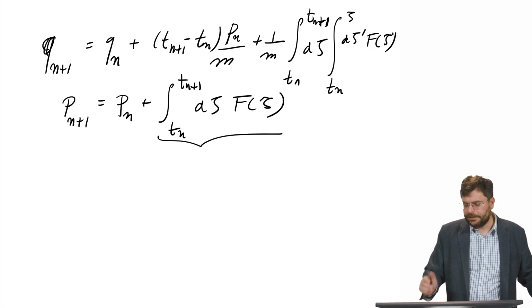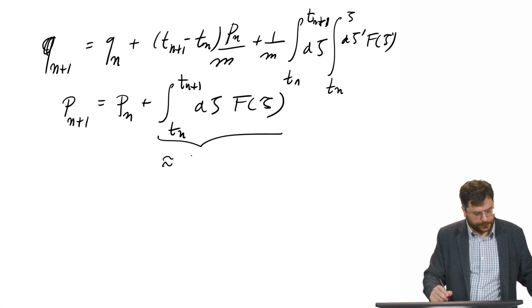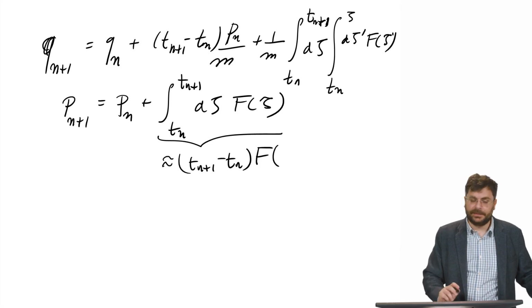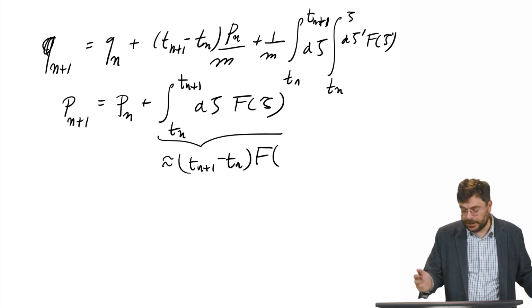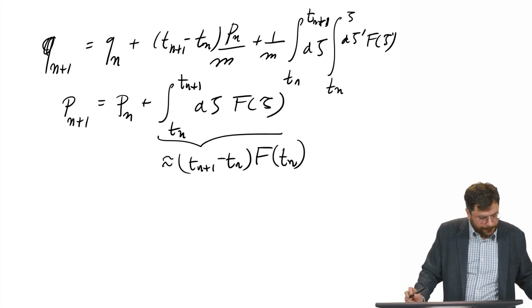Great. Now, if my force does not change appreciably over this time period, then in principle I can approximate this term as Tn plus 1 minus Tn multiplied by f, and now I have some sort of choice. I can either evaluate f at Tn or f at Tn plus 1, but since we said f is roughly constant and it doesn't make much of a difference, I'm going to select f of Tn.